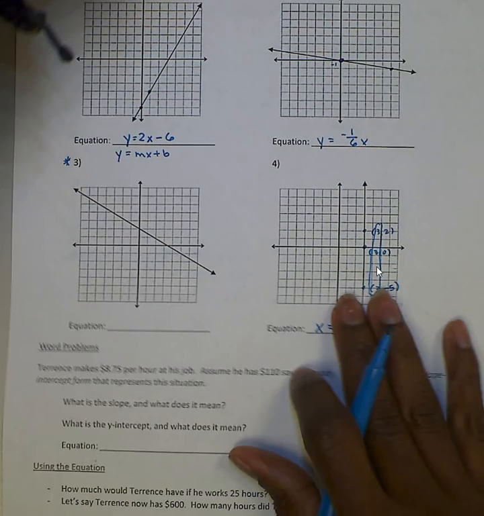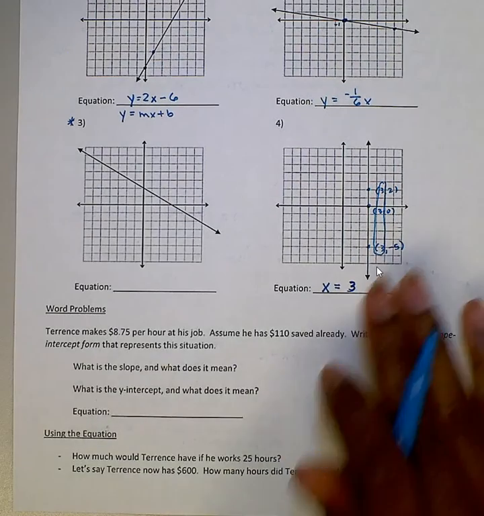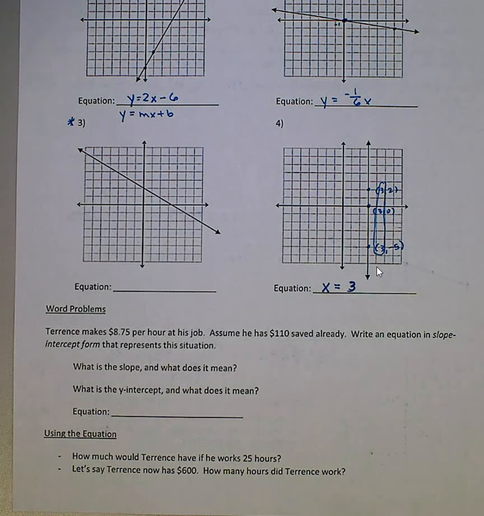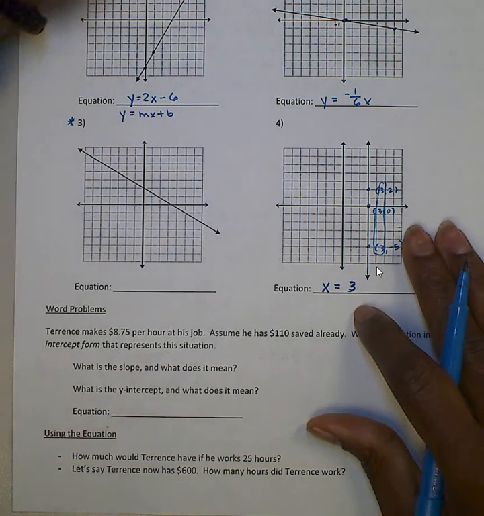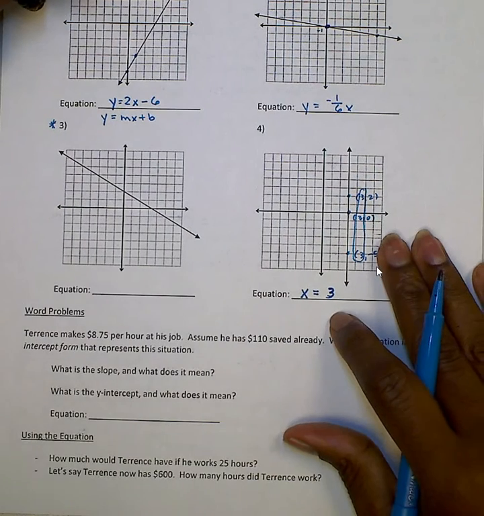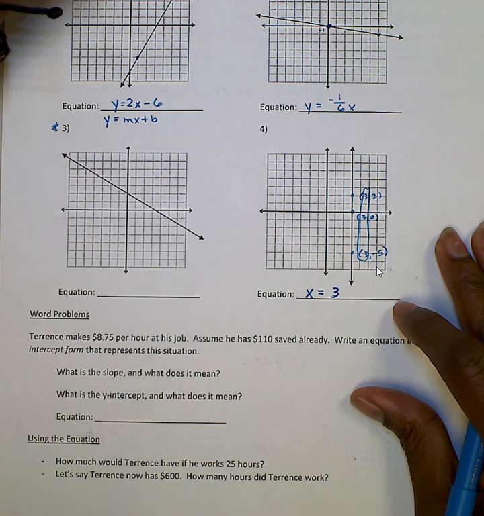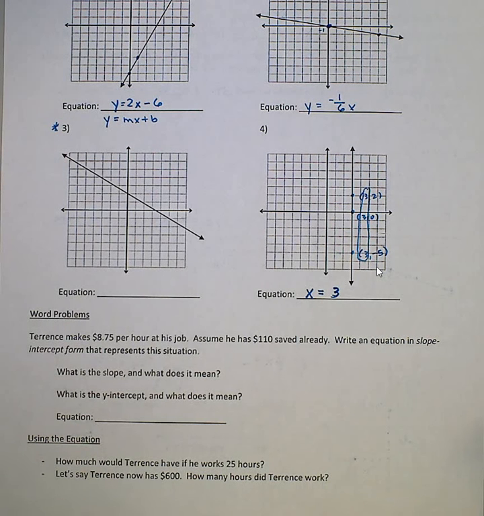All right, at the bottom here. So we are able to write the equation of a line in slope-intercept form given a graph. Now we're going to try to do the same thing given a situation or a word problem. Okay, and so we have Terrence, who makes $8.75 per hour at his job. Assume he already has $110 saved. Write an equation in slope-intercept form that represents this situation.